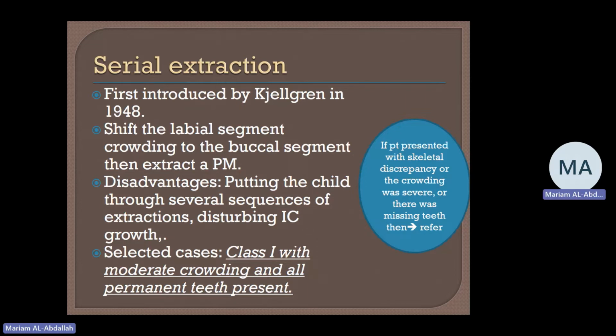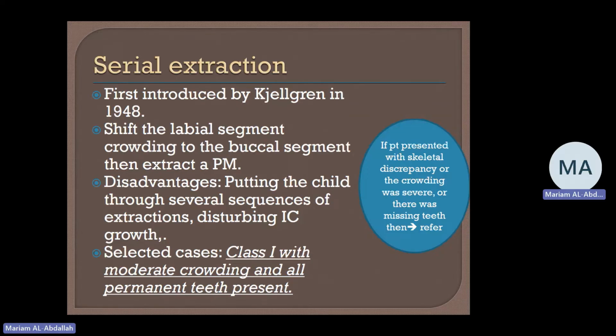First, we extract B's and C's, the deciduous lateral incisor and the deciduous canine. Then we wait for 6 months for the eruption of the laterals. After the eruption of the laterals, we send the patient for the extraction of the D's, which is the first primary molar. After that, we wait for the eruption of the 4s, which is the permanent first premolar. After the eruption of the first permanent premolar, we extract them and we review eruption of the canines.